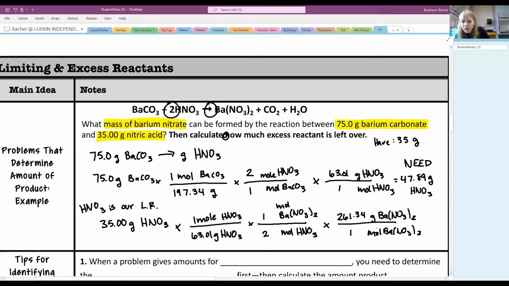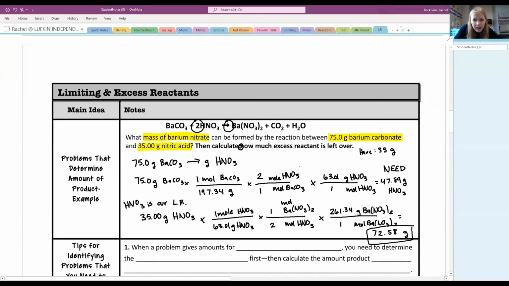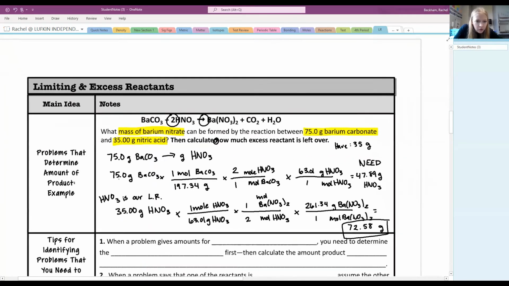I am getting 72.58 grams, and that would actually be how many significant digits we would need. 72.58 grams is how much barium nitrate we would have. Okay, so we finally answered the question. And in summary, what we did was we figured out what our limiting reactant was by comparing what we need with what we have. Then we used our limiting reactant to convert to grams of our product, which is what it basically asked for. The next question says, calculate how much excess reactant is left over.